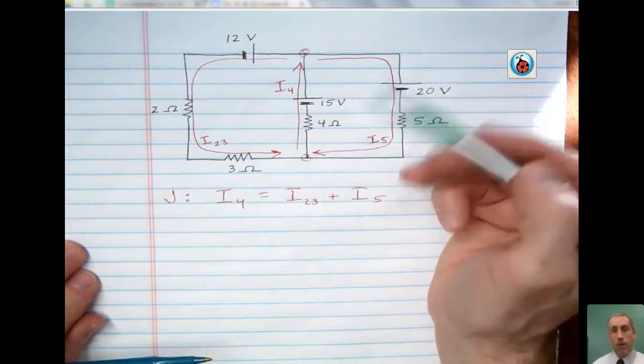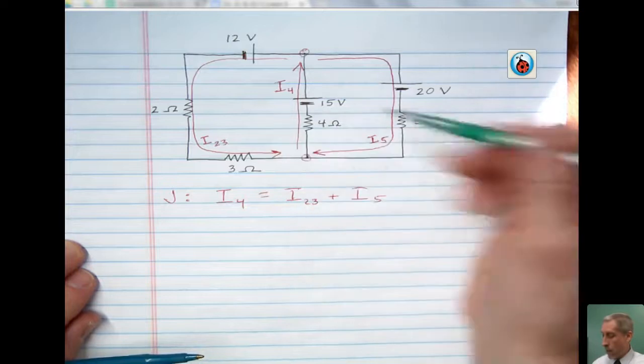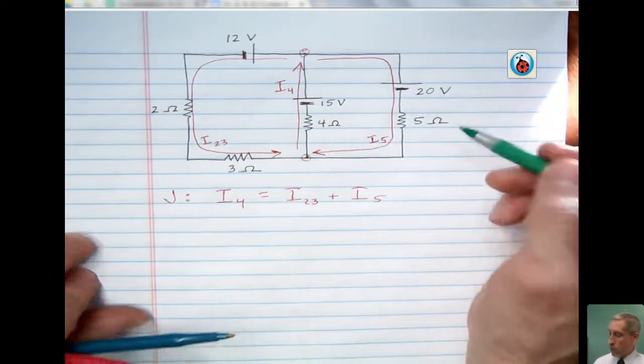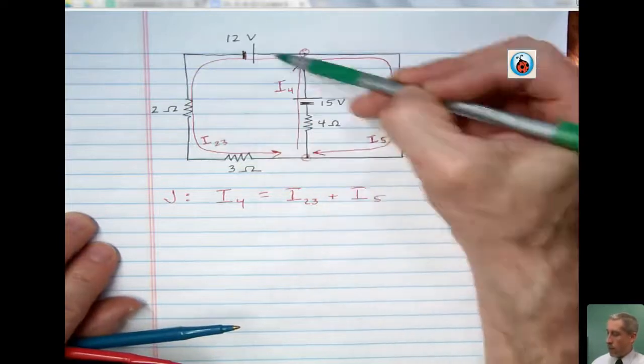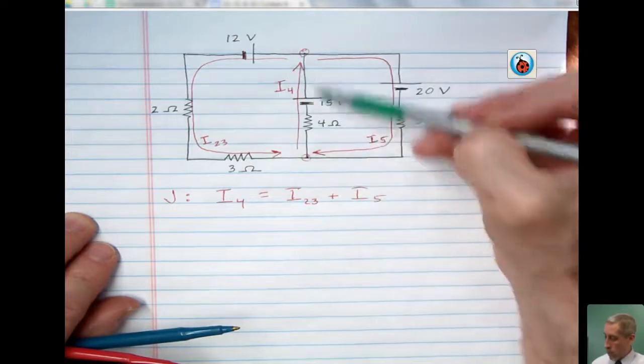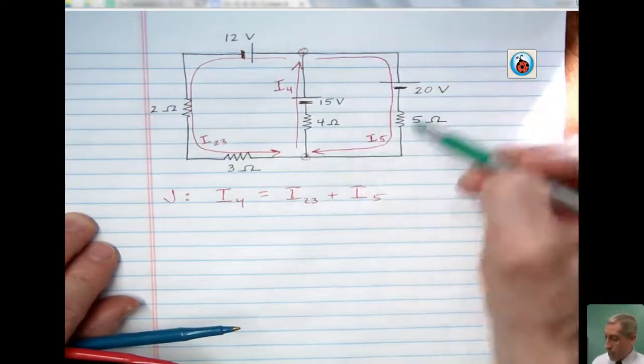They are independent of the junction equations, although they do contain the same unknown variables, I2-3, I4, and I5. So the loop equations are going around a complete round-trip path. So I've got this loop here on the left, I've got a loop here on the right, and I've got a loop around the entire perimeter.